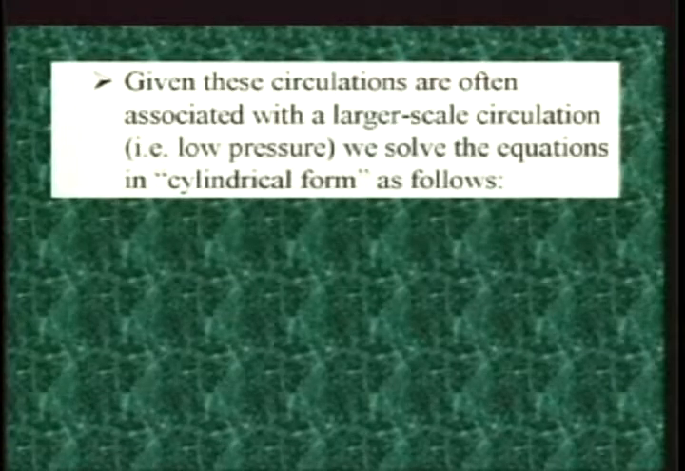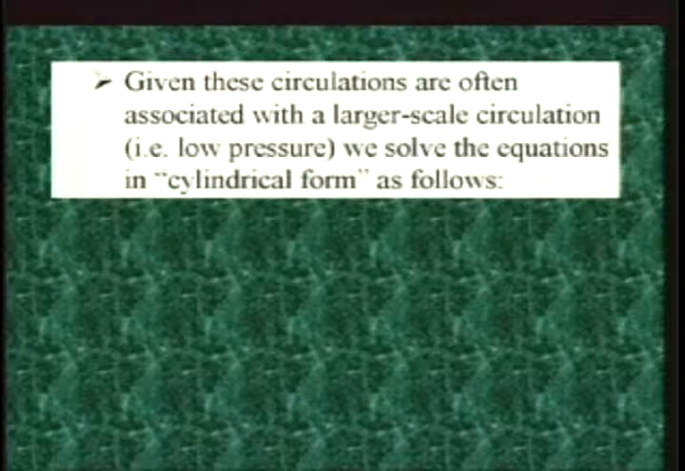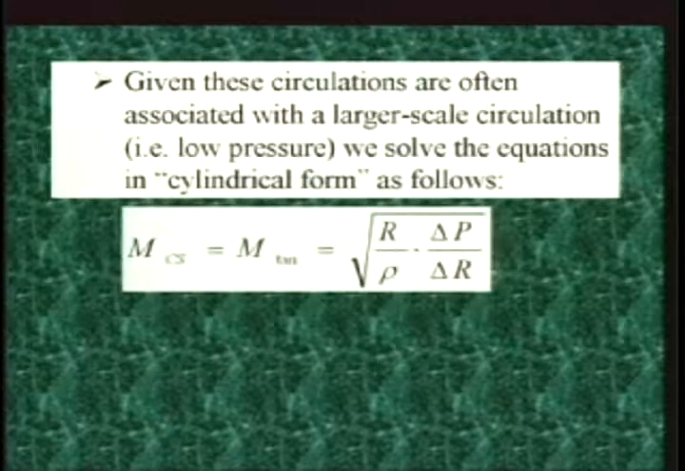Given these circulations are often associated with a larger scale circulation, such as a high pressure, we solve the equations in cylindrical form as follows. And there's the equation for your cyclostrophic wind. Now what I mean by they're usually associated with some parent circulation: you have an area of low pressure with its attending cold front. Well, there's a circulation associated with that.